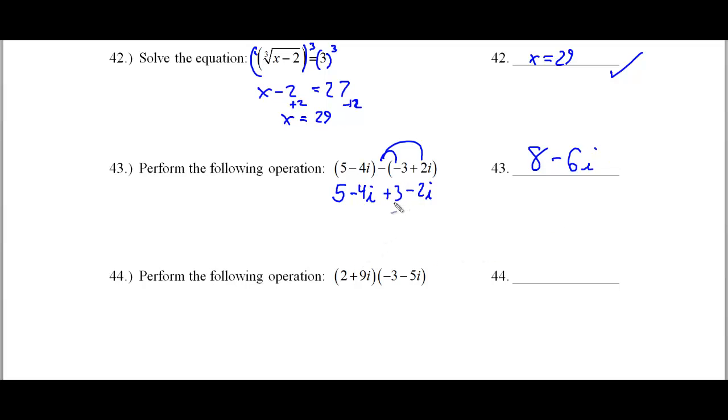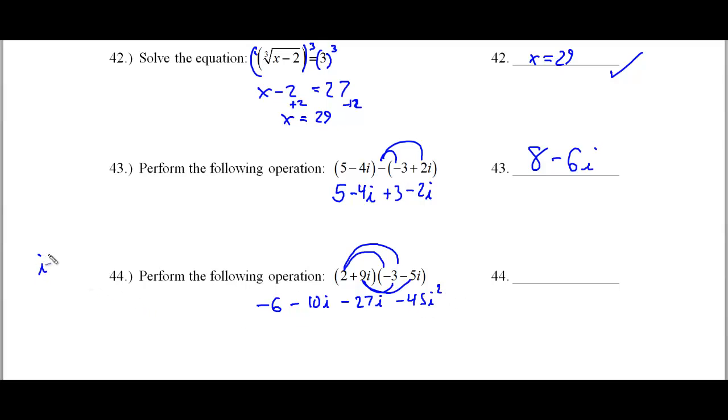So you'll notice that this is not, I repeat, not a FOIL problem, but this one is. This one you'll do your FOIL. 2 times negative 3 is negative 6. 2 times negative 5i is negative 10i. And 9i times negative 3 is negative 27i. And then this is the important one here. This is 9 times negative 5. This is negative 45. i times i is i squared.